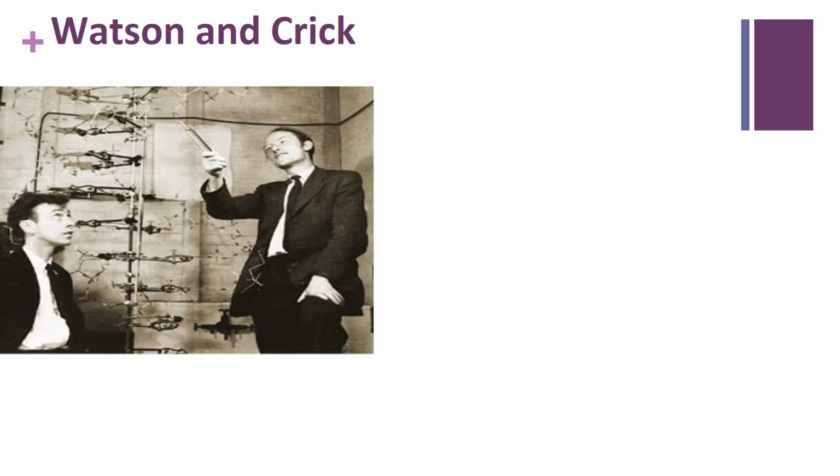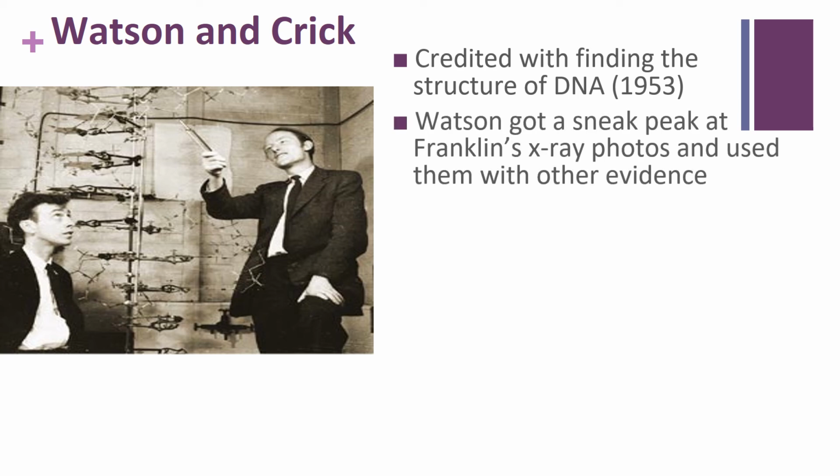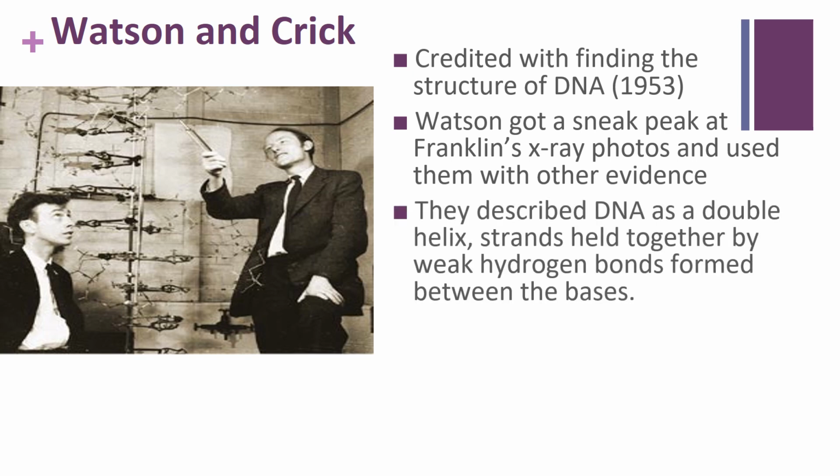Okay, so Watson and Crick are also pretty important historical figures when it comes to DNA. I'm sure you've heard of them before because they are actually credited with finding the structure of DNA in 1953. Only that's not really what happened. So James Watson got a peek at Rosalind Franklin's Photo 51, and he and Francis Crick used that photo with other evidence to help them describe the structure of DNA.